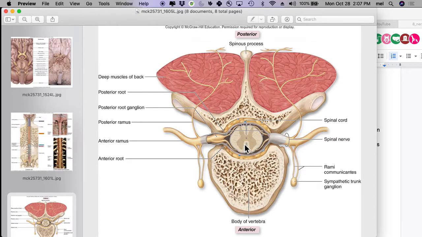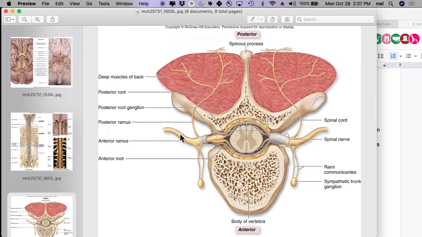Posterior gray horn, and then the motor neuron is going to be in the anterior gray horn, right? Send that motor information out what first? Root or ramus? Anterior rootlet in the root, right? And then out through, what's this called? Spinal nerve, and then out through which ramus? Anterior ramus, because I'm moving my arms. With me? Okay, now I'm going to do a different one.